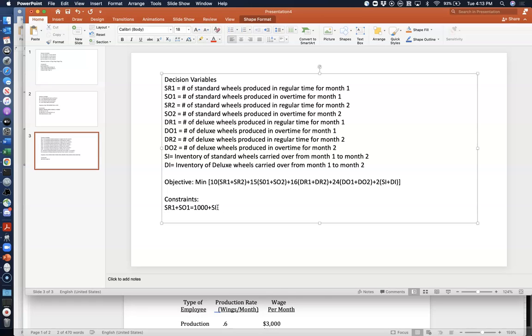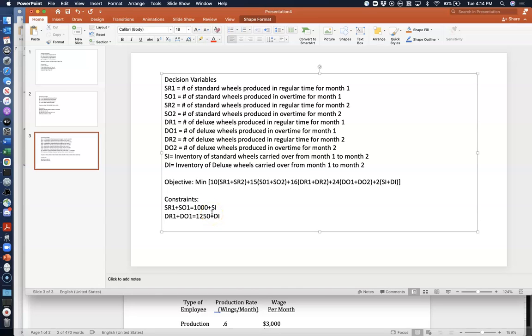Now the next constraint is for the deluxe wheels. So you say DR1 plus DO1, the total number of deluxe wheels. This has to be equal to the demand for deluxe wheels in the first month, and the remaining is carried over as inventory of deluxe wheels from the first month to the second month. So these are the demand plus inventory constraints for the first month.